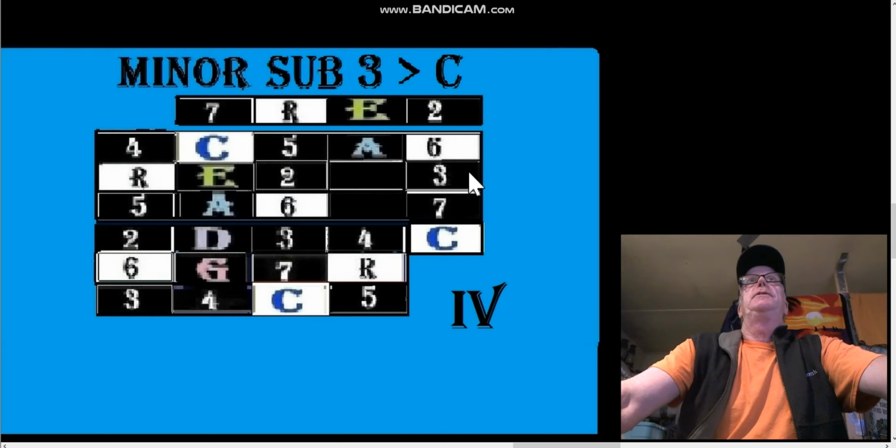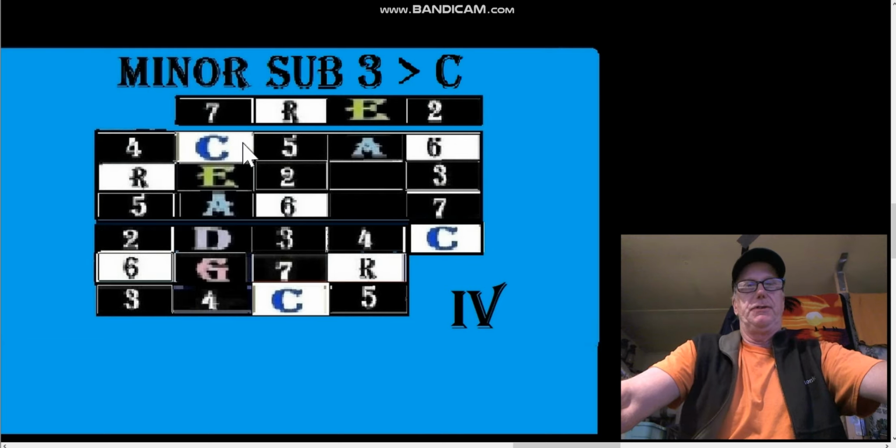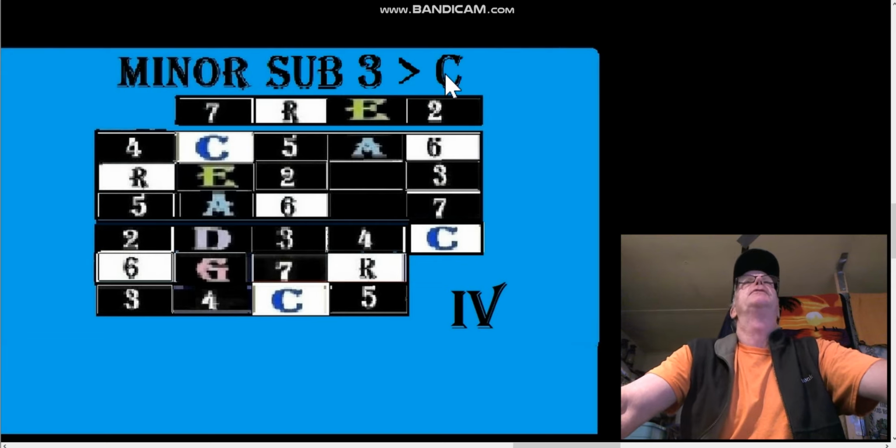Yesterday I had forgotten to, so I made a correction here. I highlighted this C, which is the F sharp, and I highlighted that we don't play the 3rd when we're doing the minor sub 3 to C substitution to get the half diminished. Does this look like a half diminished?